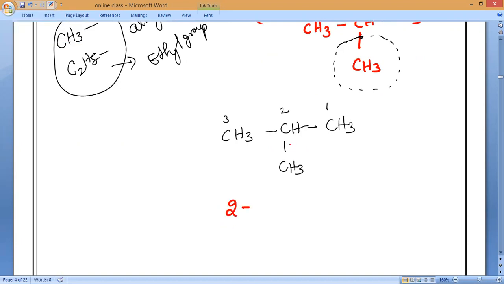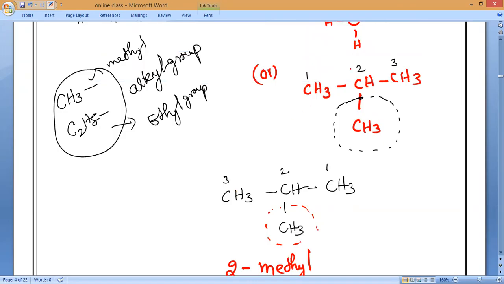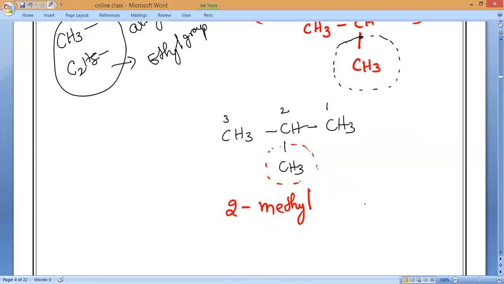And what is the branched group called? Methyl. Yes, methyl group. Understanding? So till here, half of the name is finished. Whether you go left to right numbering or right to left numbering, your choice. Always keep it in mind, the branched chain must get the smallest possible number. Understand? Okay.